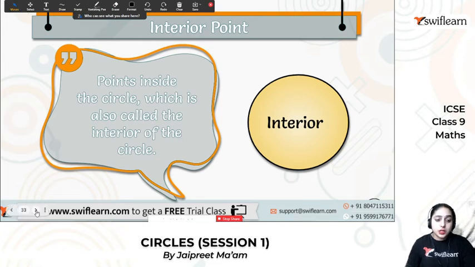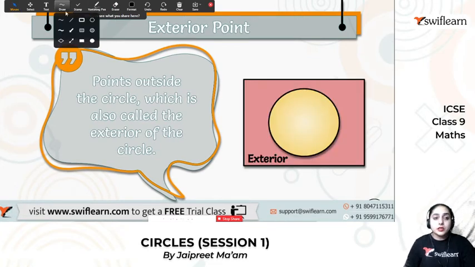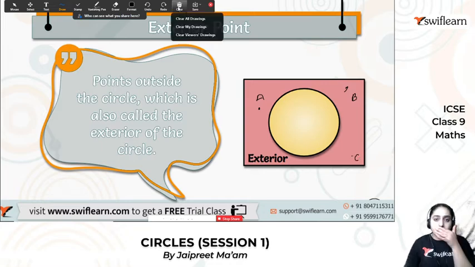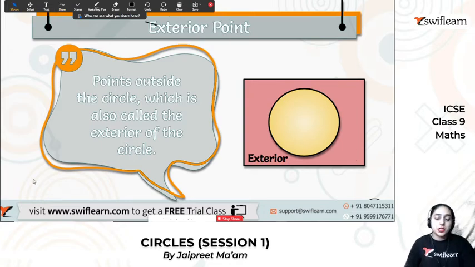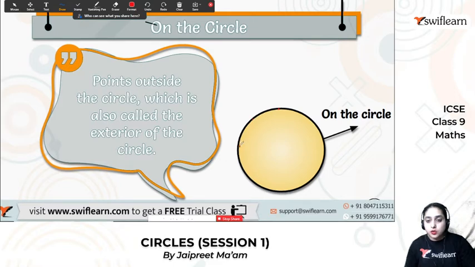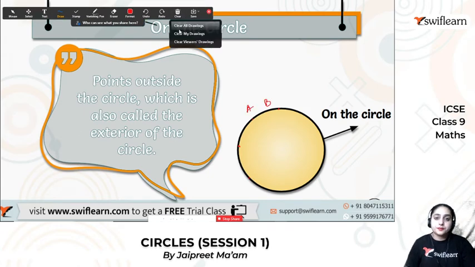Now what is an exterior point of the circle? That is outside the boundary of the circle. It can be anywhere. So this is known as the exterior point. Now what is on the circle? The points on the circumference are known as the points on the circle.